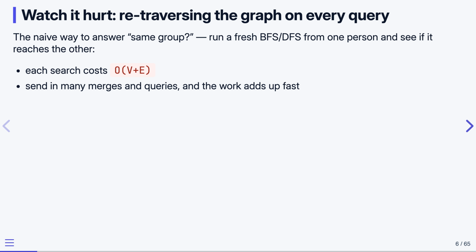The naive way to answer same group is to run a fresh breadth-first search from one person and see if it reaches the other. Each search costs big O of V plus E with many merges and queries. The work adds up fast.